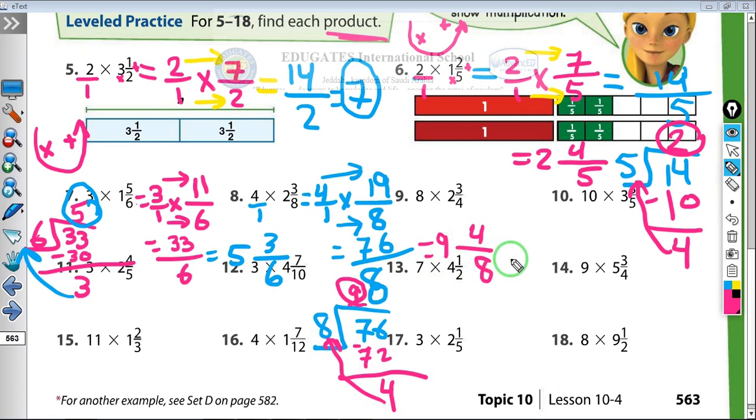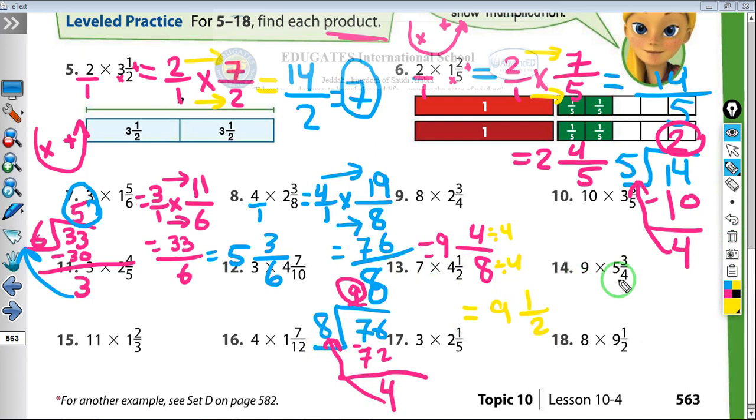We can simplify 4 and 8 by dividing by 4, no problem. We can here divide by 4, divide by 4. The answer is 9 and 1 over 2.